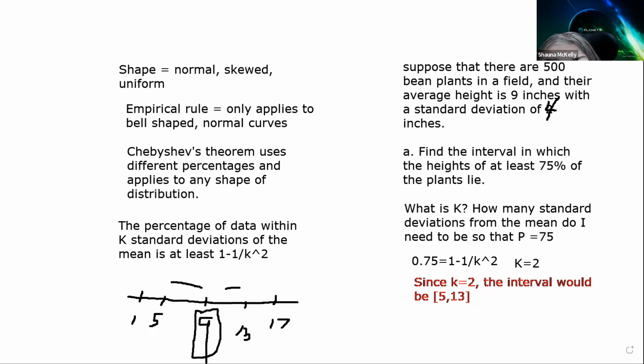The percentage of data within K standard deviations. K is not the standard deviation. K is the number of times you increment. Okay, how many jumps you take, right, on either side. So K is not 4 here. K is only 2. You went 2 on either side of the mean, right?